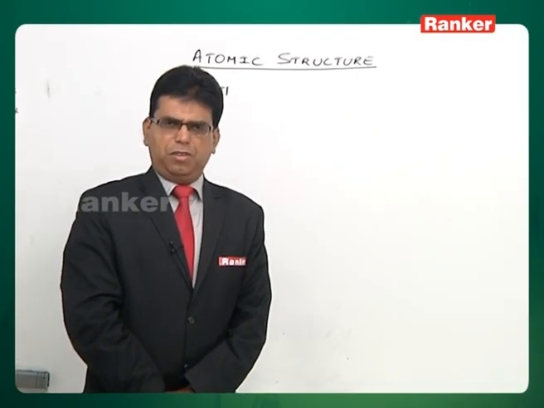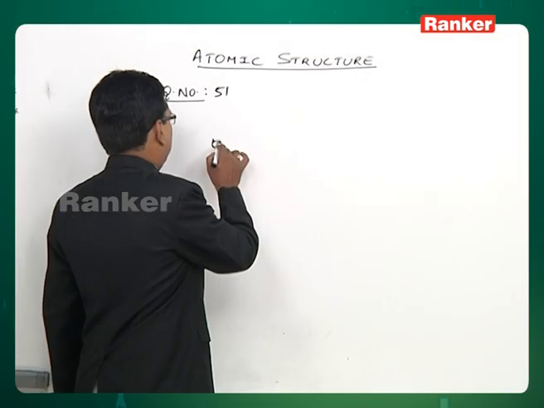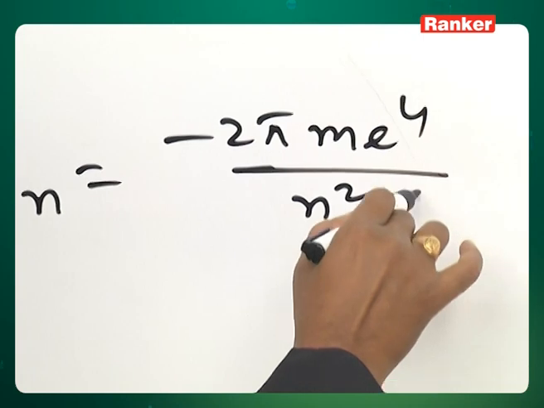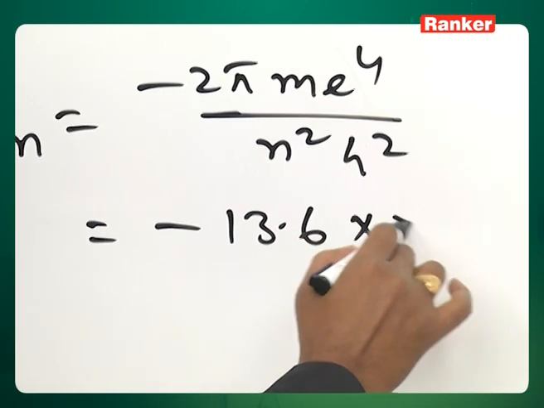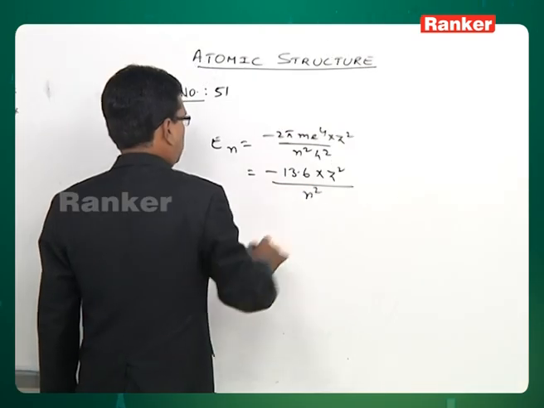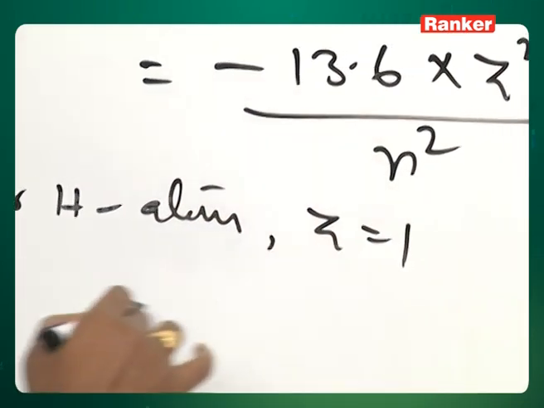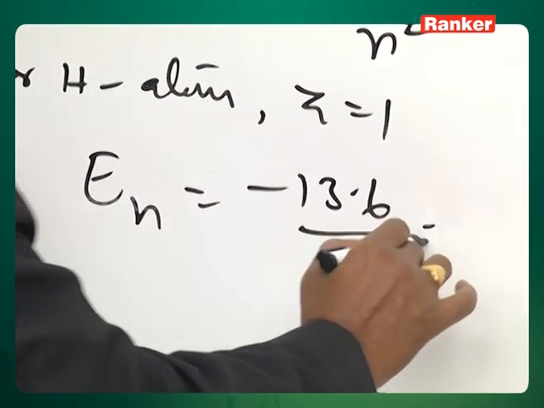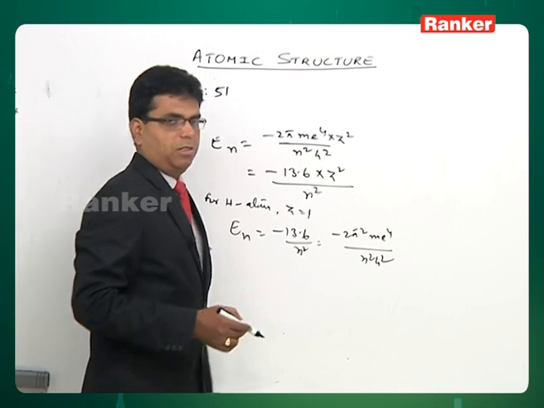Now question number 51, which is again assertion-reason type, says the general expression for the total energy of electron, En. According to Bohr's theory, as we told, En is equal to minus 2 pi square m e power 4 by n square h square, which on substitution of the values we get as minus 13.6 into z square by n square, if it is a hydrogen-like atom. Now for hydrogen atom, z equals 1. So En we write as minus 13.6 by n square, which is minus 2 pi square m e power 4 by n square h square. This is the correct formula.